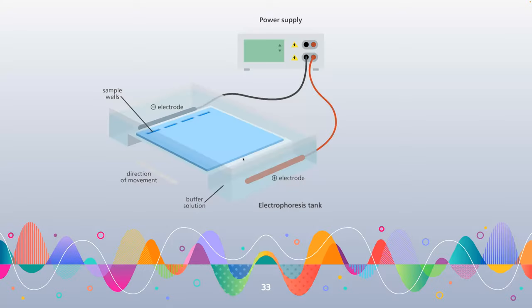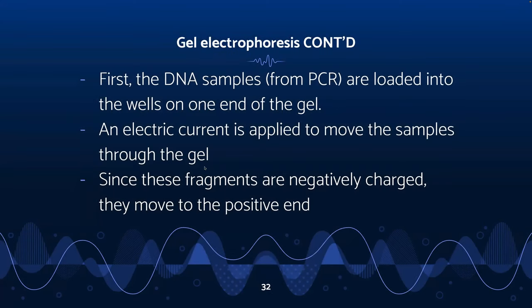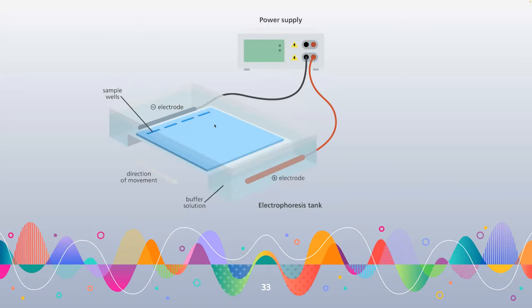If you know that DNA is negatively charged, something negatively charged will want to go to a positively charged place. So it's going to move across the gel over to the electrode. Again, like I said, they're going to be moved based on how small these fragments are, based on the sizes.